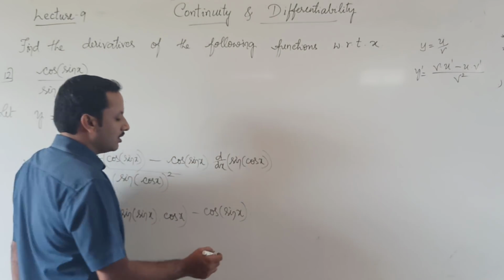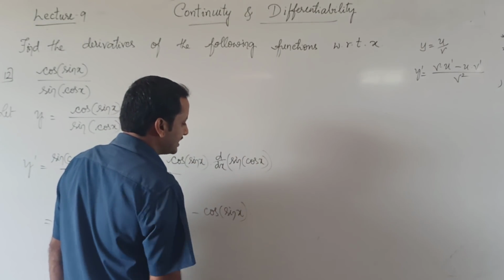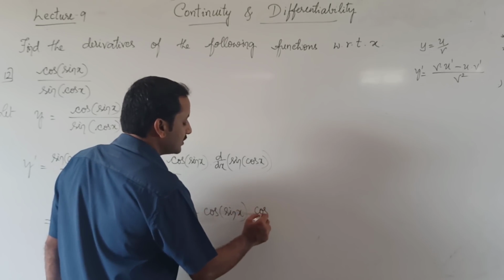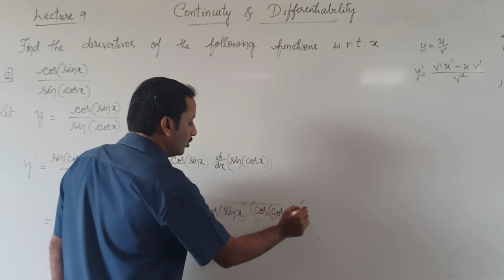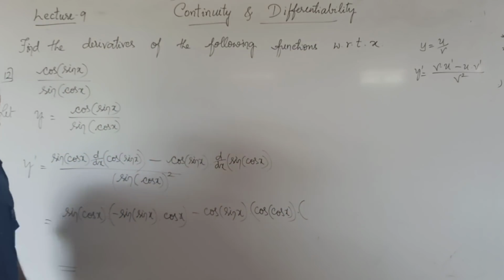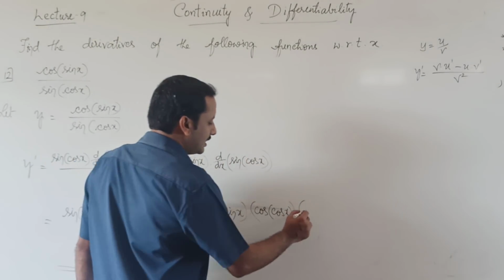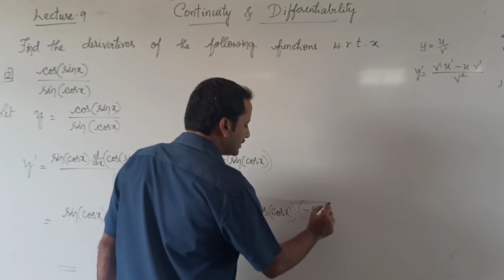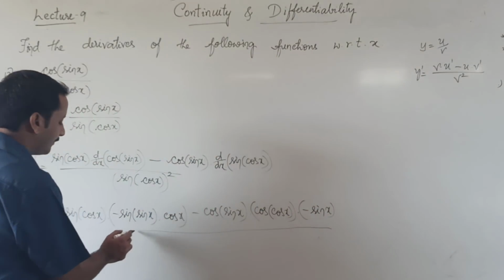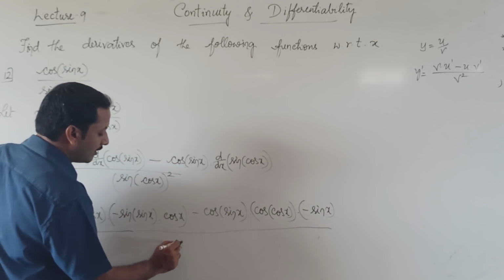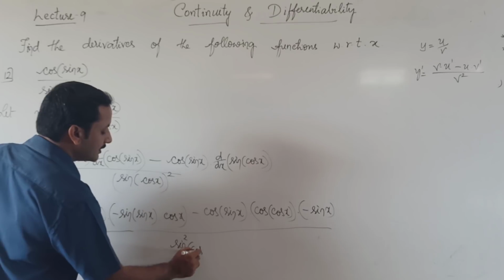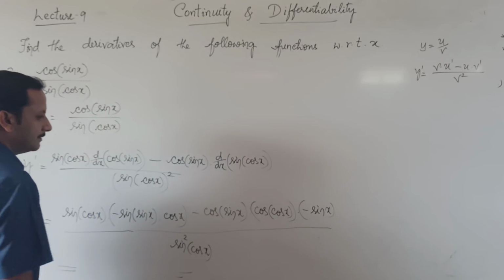Derivative of sin cos x. It looks like sin x. The derivative of sin x is cos x. So you have cos x into the derivative of cos x. The derivative of cos x is minus sin x. Whole divided by sin cos x whole square, or I can write that as sin square cos x.